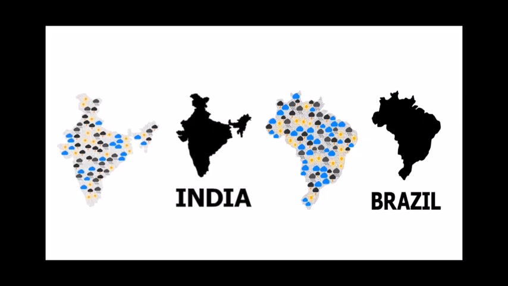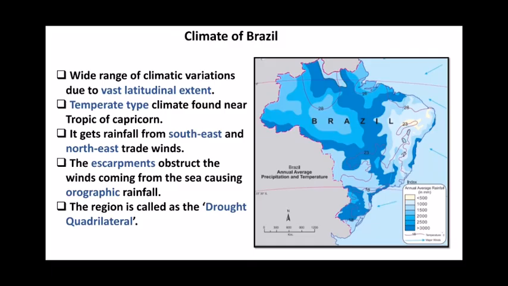First, we will learn about the climate of Brazil. Children, as there is a vast latitudinal extent of Brazil, it experiences a wide range of climatic variations. For example, near the equator, as you know, it is hot. That is why the northern part has a hot climate, while the southern part has a temperate type of climate. Why? Because it is found near the Tropic of Capricorn.